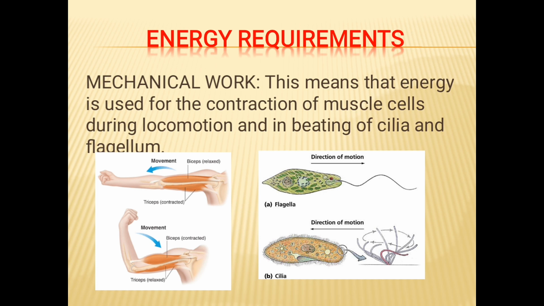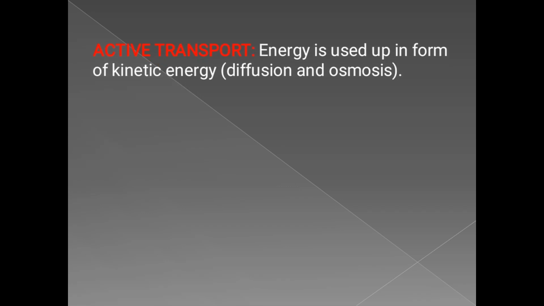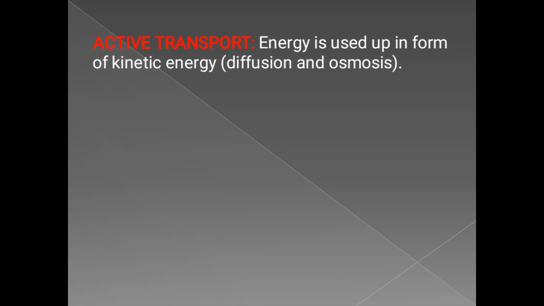An organism that uses cilia for movement is paramecium, and flagellum is used by chlamydomonas. So when cilia and flagellum are beaten for movement, mechanical work is in place.